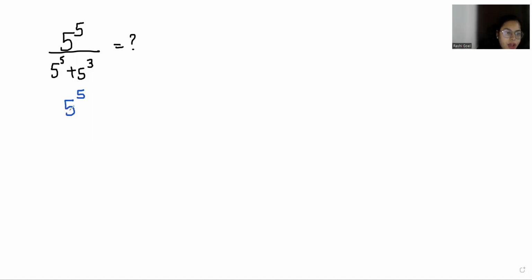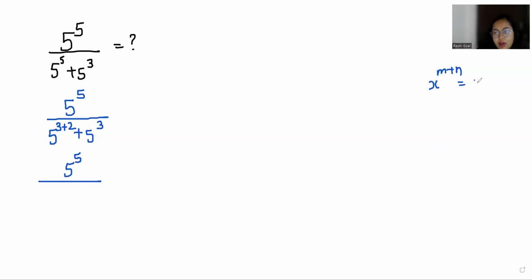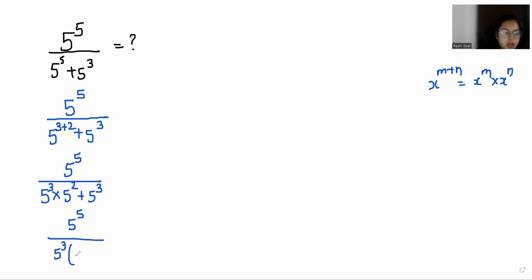So 5 power 5 by 5 power 5 plus 5 power 3, we can write the numerator as 5 power 3 plus 2. By the exponent rule x power m plus n, we can write it as x power m times x power n. So 5 power 3 times 5 power 2 plus 5 power 3. So if I take common from the denominator, 5 power 3 times 5 power 2 plus 1.